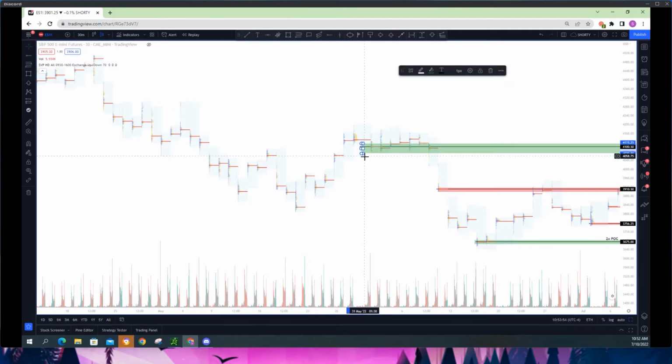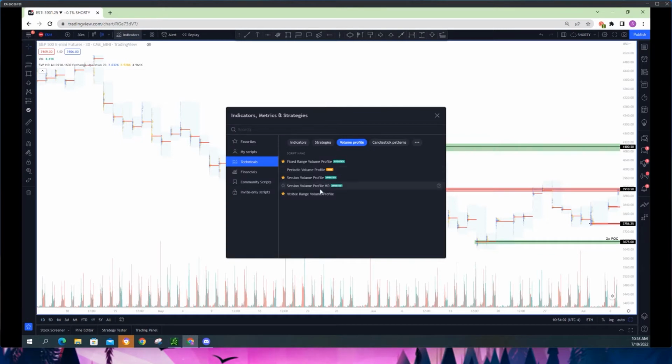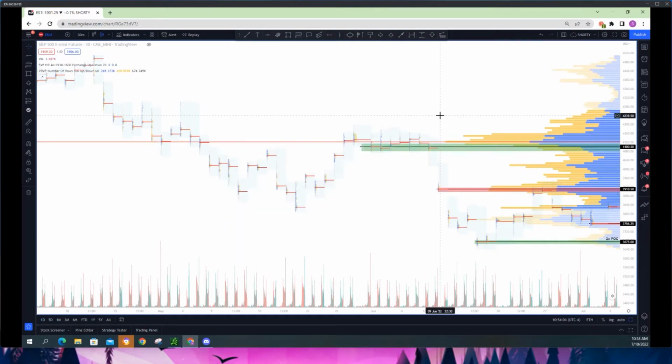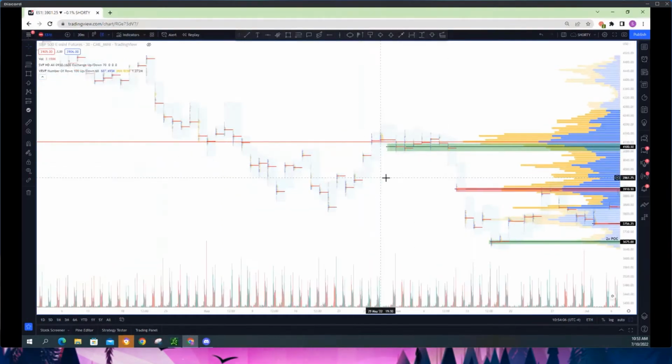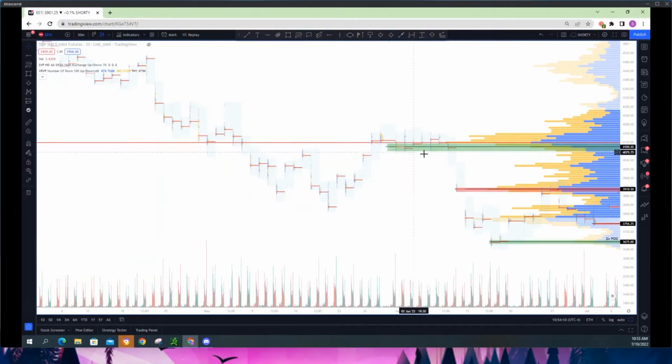So I would put it right here, and then you can always validate all of these using your VPVR. If you don't know what that is, it's your visible range volume profile, and it'll tell you where the average POC is. And this right here, if you guys can see now, it looks kind of perfect.